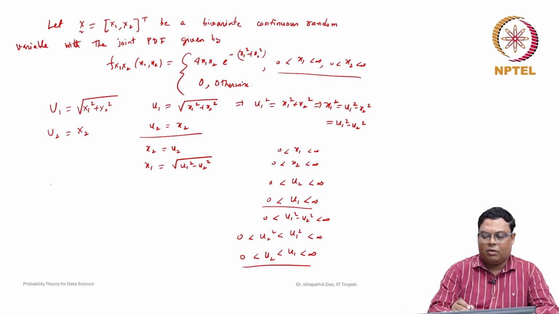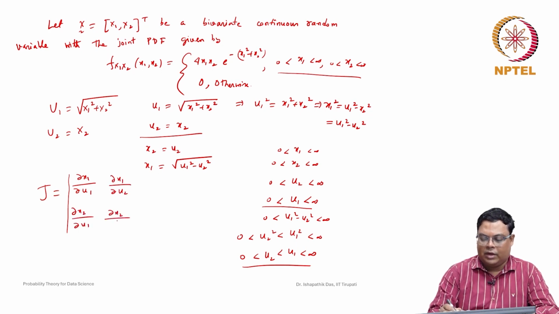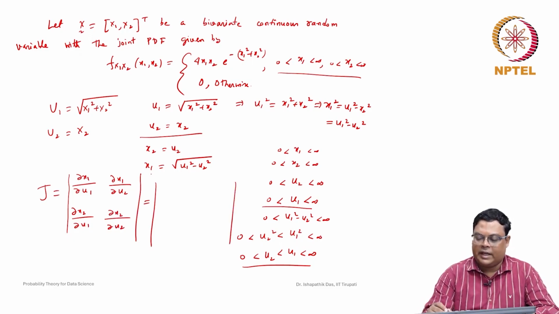So, for this transformation, what will be the Jacobian? The Jacobian is defined by the matrix of partial derivatives: del x1 del u1, del x1 del u2, then del x2 del u1, del x2 del u2. Now you can see that x1 is root over of u1 square minus u2 square. This is a function of u1 and u2, the inverse function h1, and x2 is h2, which is just independent of u1.